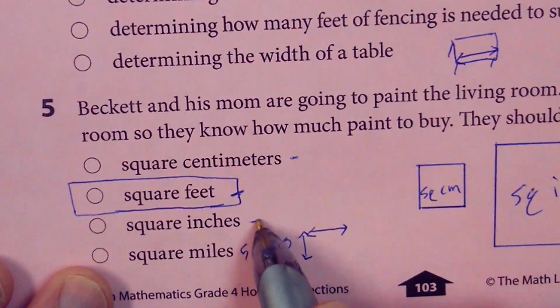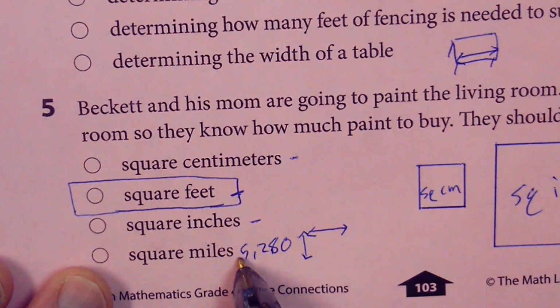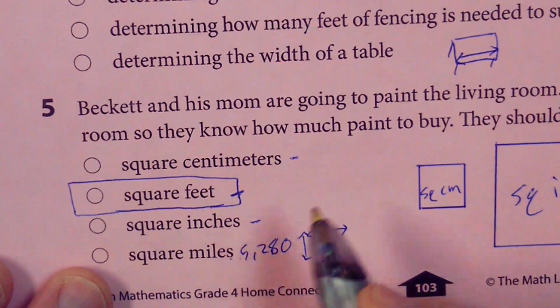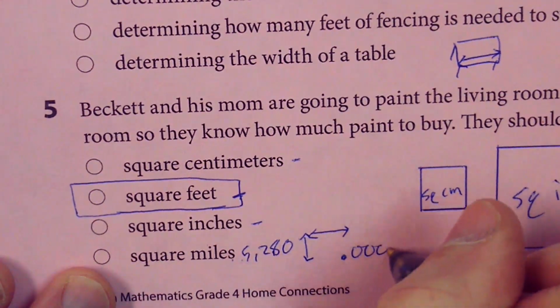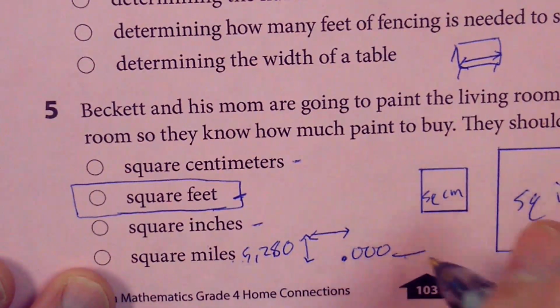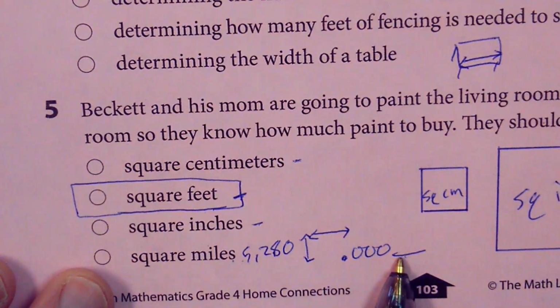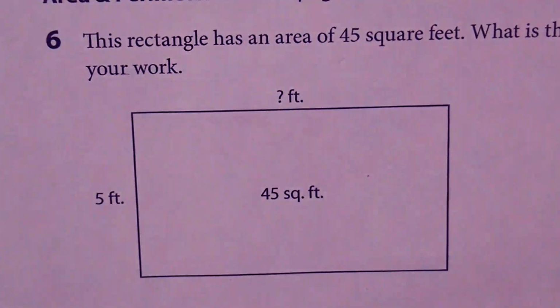That's ridiculous. Inches, that's ridiculous. And then you won't even need a square mile of paint. You're going to need like 0.000 something something square miles of paint. That's kind of ridiculous. Okay, might be a lengthy explanation, but it's nice to be able to see it and think about it.